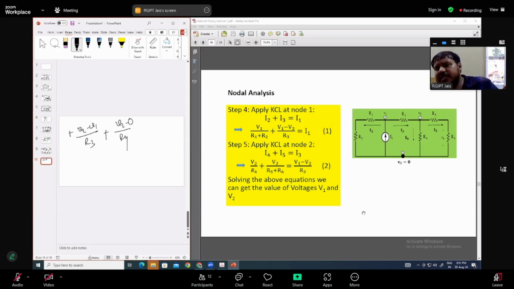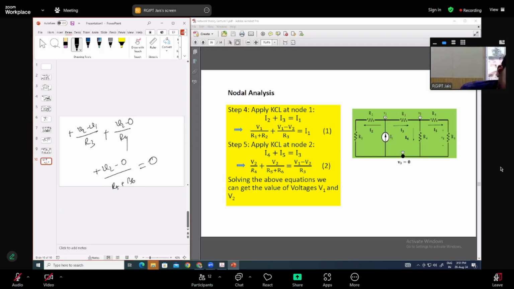Next, the last branch. In this branch, what is the current flowing? Now, what is the voltage difference you have to find? V2 minus 0. One of the terminals of this branch is connected to 2. The other terminal is connected to 0. So V2 minus 0 divided by what is the net resistance? That is R5 plus R6. This will be equal to 0.